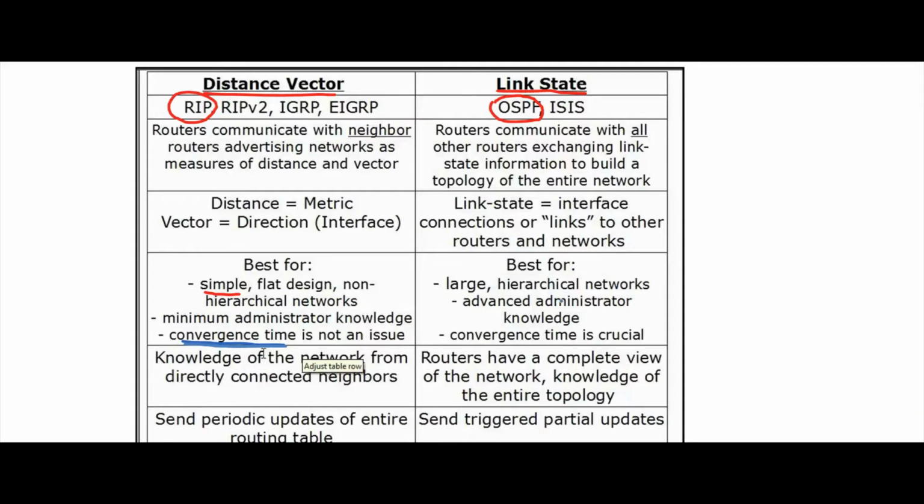Then if you are going for the link state routing protocol, this is usually applied for a large network. If the network size is large and the number of networks is more, you can go for link state. And here there will be some hierarchical networks. Hierarchy means some levels: top level, next level, next level, some levels will be maintained here.